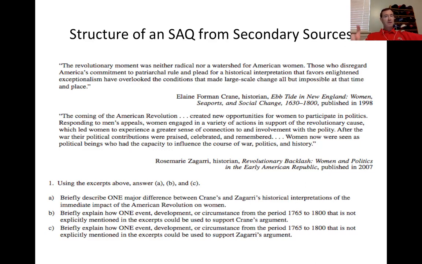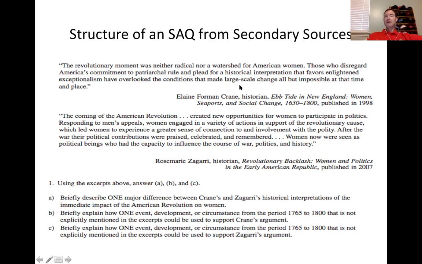But remember, limited space and also limited time, okay? Briefly explain how one event, development, or circumstance from the period 1765 to 1800, that is not explicitly mentioned in the excerpt, can be used to support Crane's argument. So you have to understand Crane's argument there, but you also have to bring understanding of evidence that is not right there.